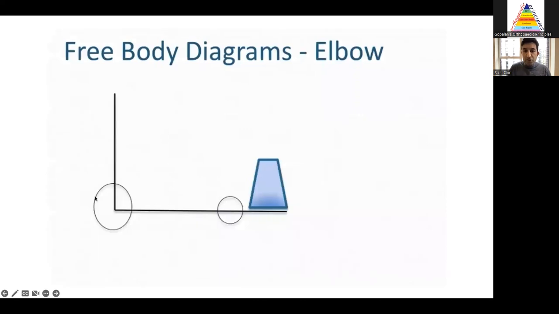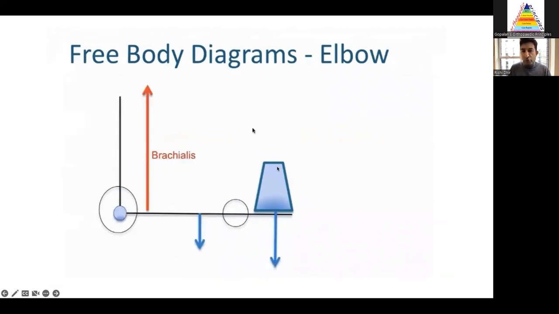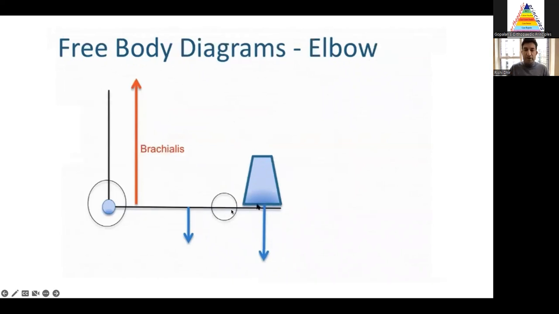So step one, draw in the fulcrum. Okay, so I've drawn in the elbow joint and the wrist joint. Okay, and I've drawn in basically the arm and then a weight in the hand. Number two is draw in the forces. So brachialis is acting upwards because it's pulling up. So that's what we call an anti-clockwise moment. And these two are acting downwards, a clockwise moment.